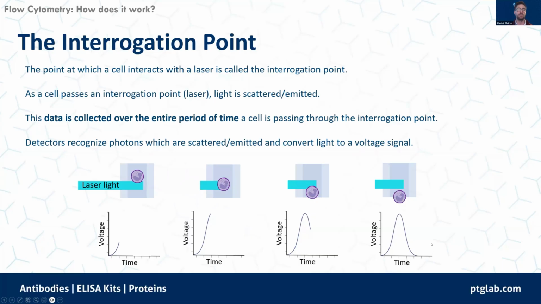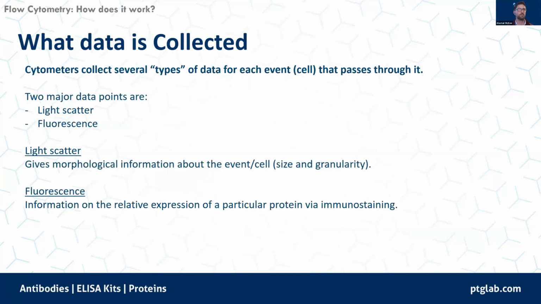And that is effectively what we're plotting for each interaction between a cell and our interrogation point, and for each fluorophore as well. So what kind of data are we collecting? There's a host of different data points that you collect when you're running a cytometry experiment, but the two major points really are light scatter and fluorescence.